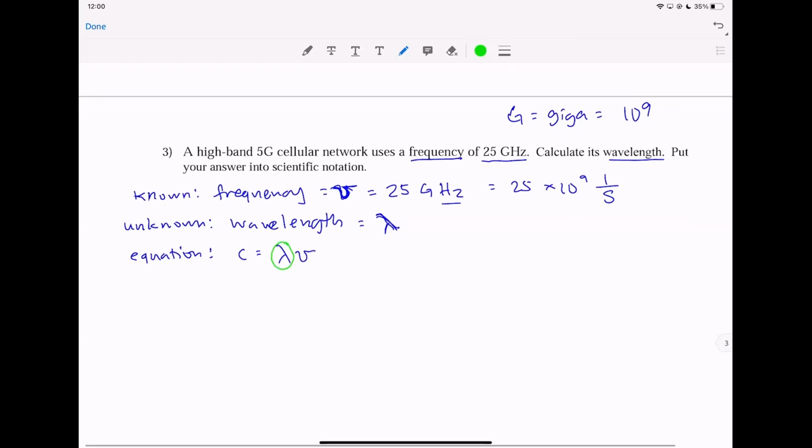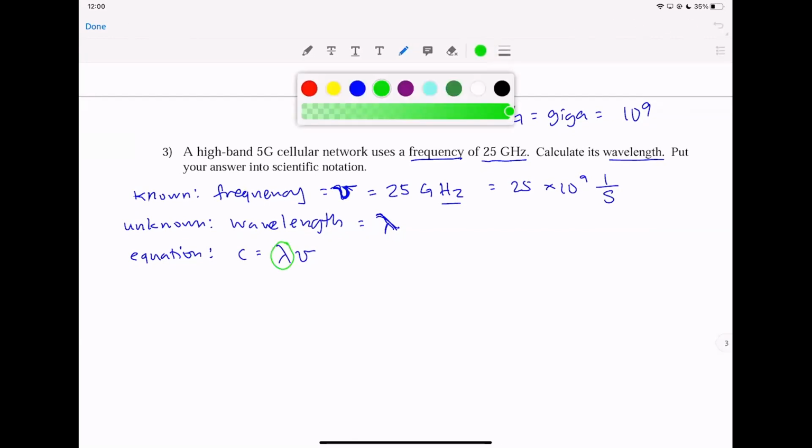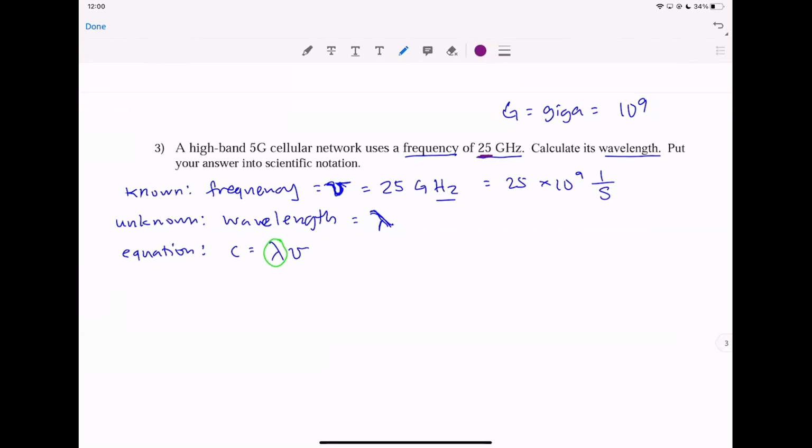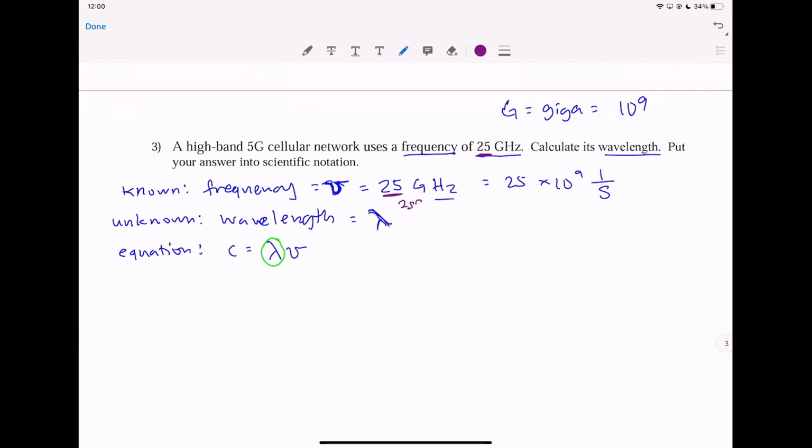Okay, you're also going to need that value for c. That's the speed of light, and that's a constant. The answer, when you are rounding it, you're looking at the 25 gigahertz has 2 sig figs. So make sure you round your answer to 2 sig figs and also put it into scientific notation.